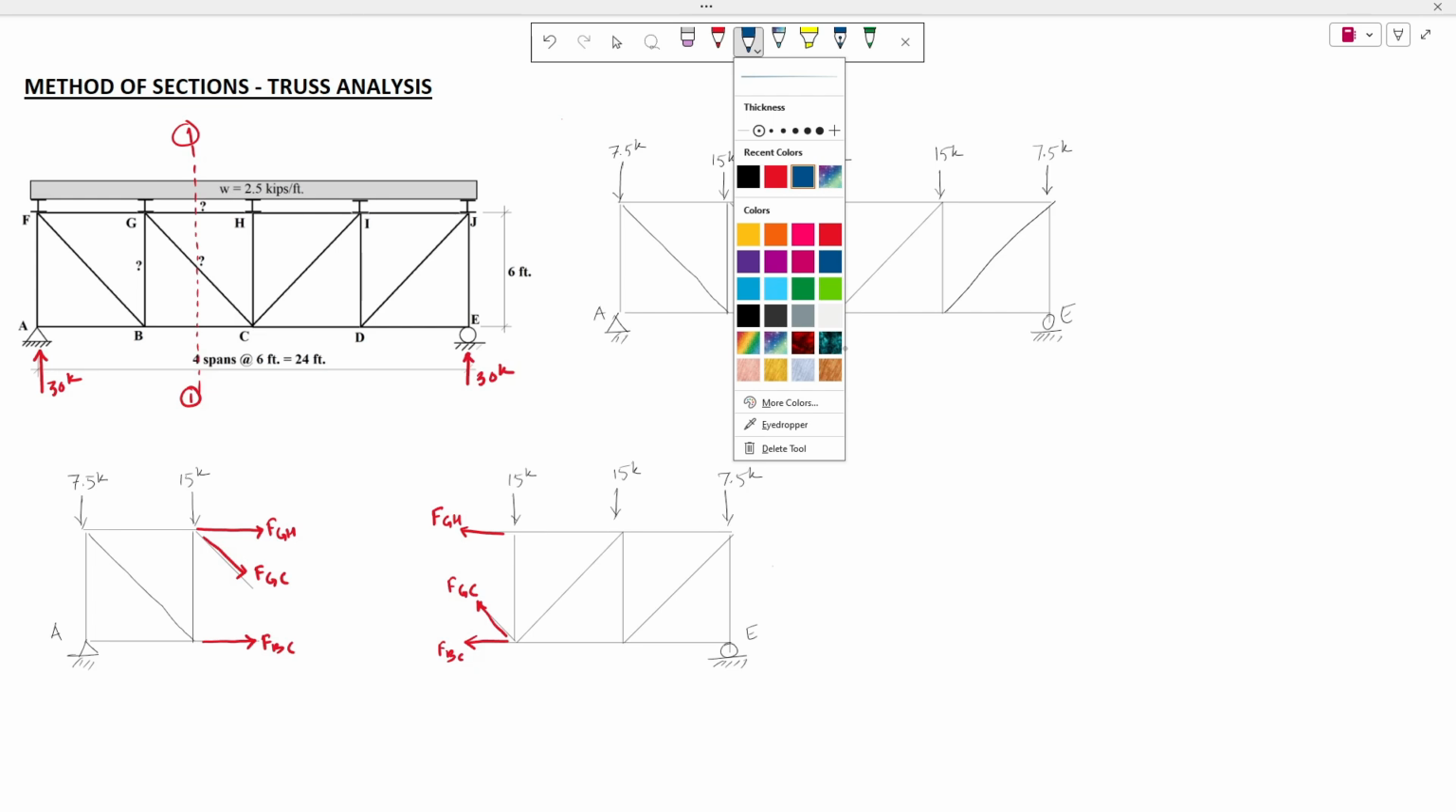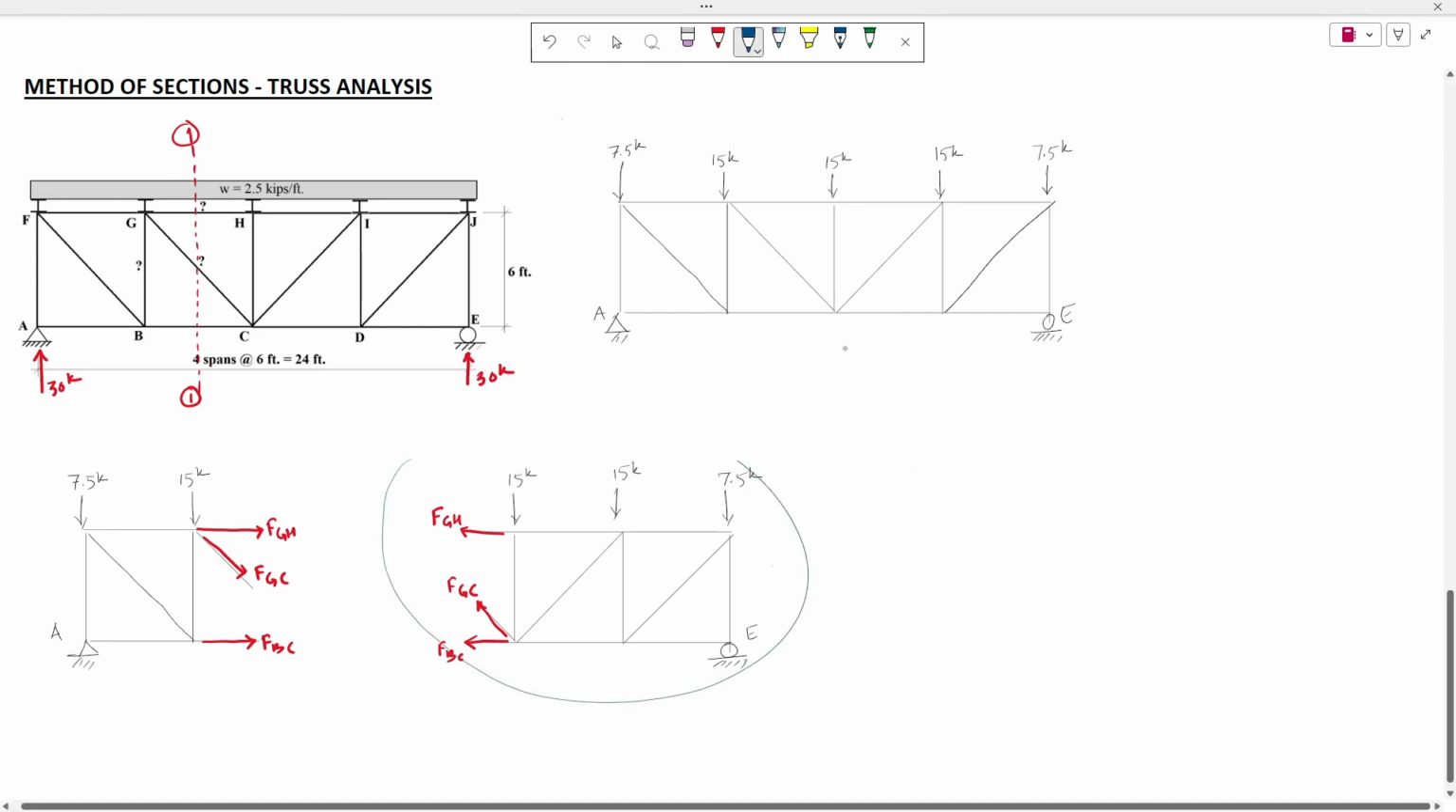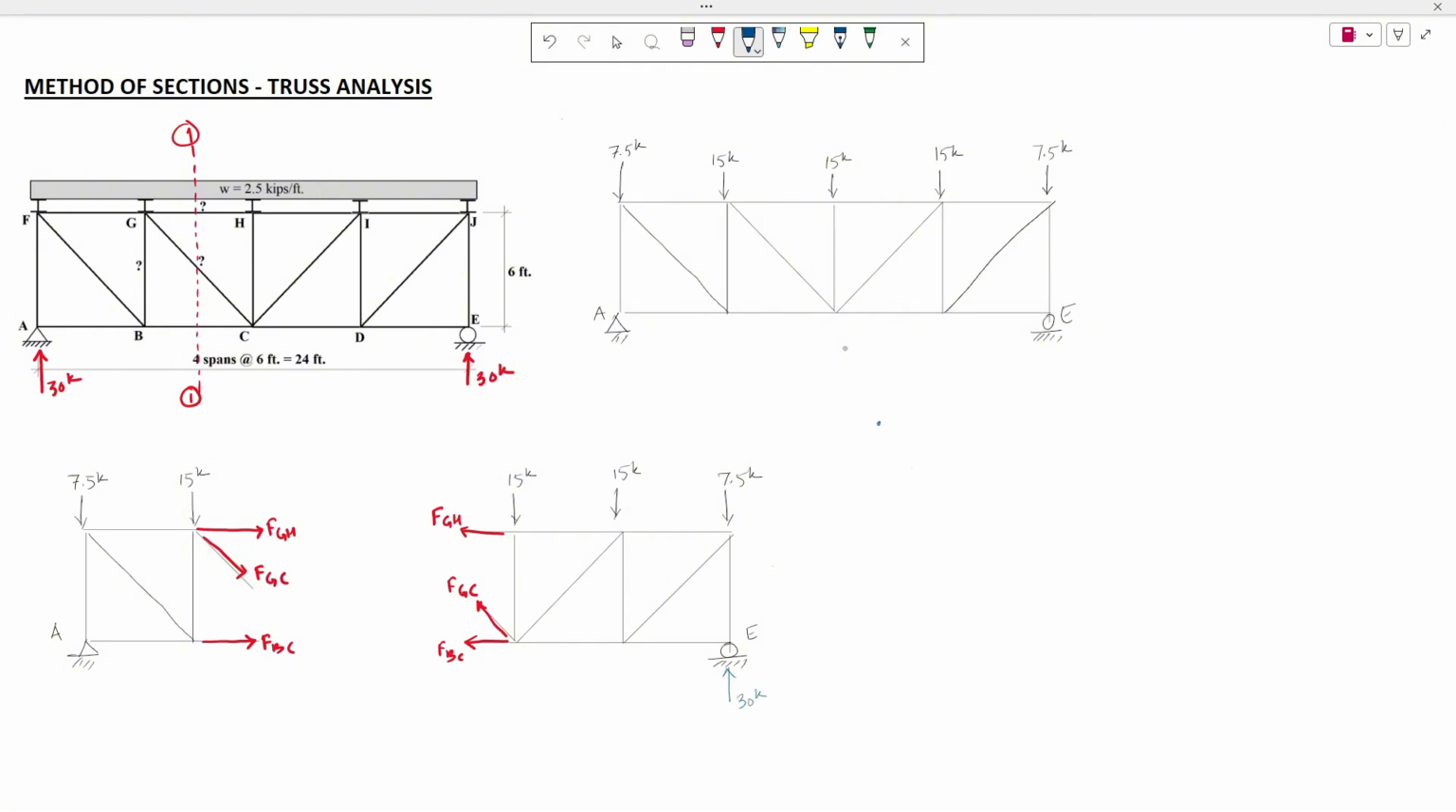In this example, I would like to start from this section here. We have a vertical reaction of 30 kips here. If you take a moment about point E, the member force FBC is not going to provide any moment about point E. It's going to cancel off. But the vertical component of GC and GH will provide moment at point E. So there will be two unknown forces, and summation of moment about E would be only one equation of equilibrium, so we cannot solve this.